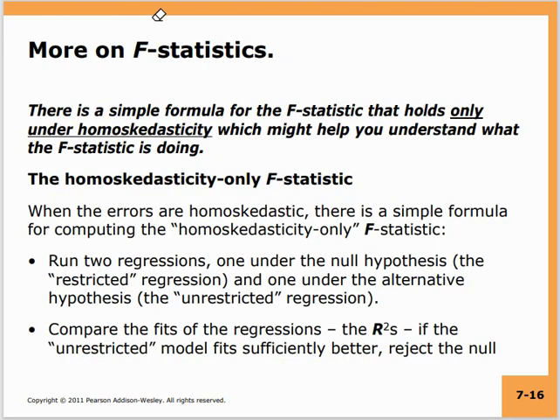Now, more on F statistics. We can get a better intuition of what the F statistic is doing, but suppose your errors are completely homoscedastic. We don't usually assume that errors are homoscedastic, but in case the errors are homoscedastic, then the homoscedasticity-only F statistic is gotten using a simple formula, and we will talk about the simple formula. But before arriving at the simple formula, you need to run 2 regressions. One is under the null hypothesis, which is called the restricted regression. So, what is your null hypothesis? Your null hypothesis is beta 1 is equal to beta 2 is equal to 0.